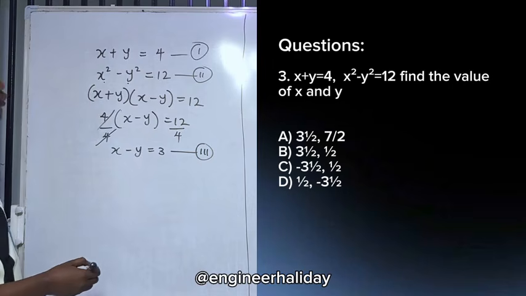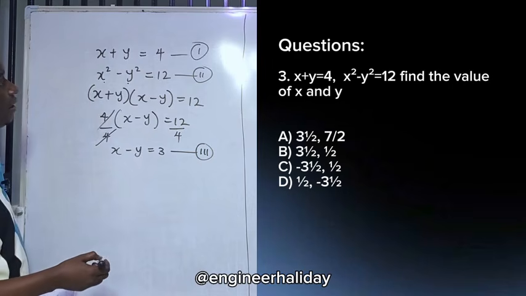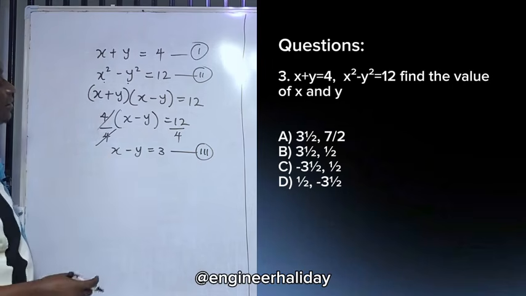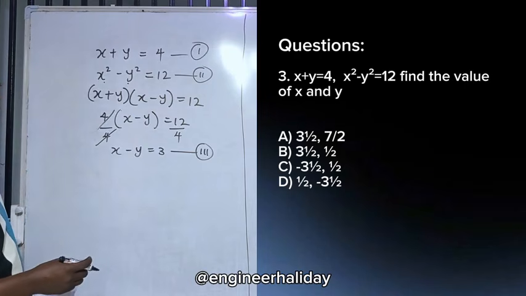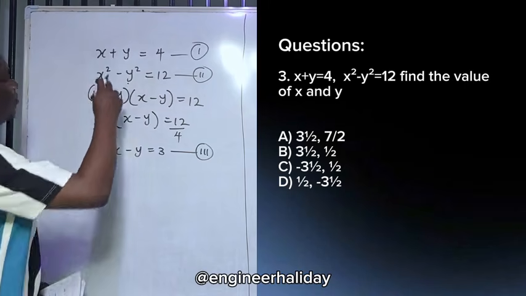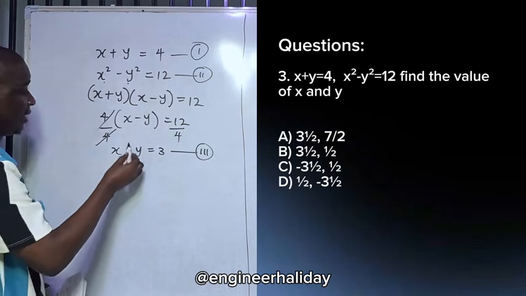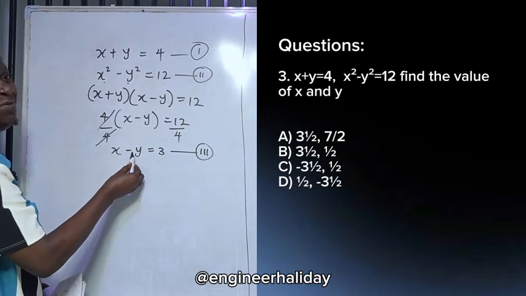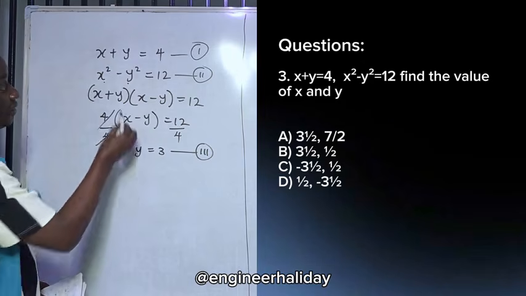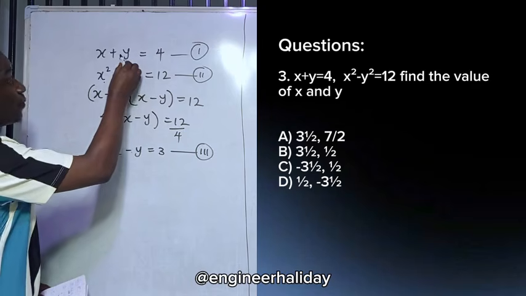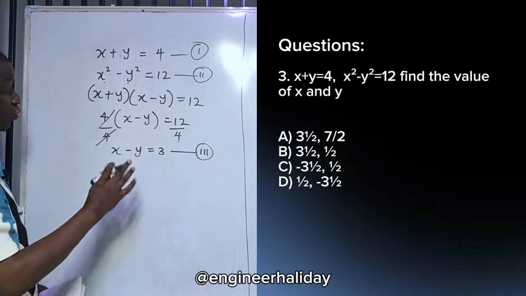Now, can we add equation 1 and 3 together? If we add it, what do we have? Let's add. So why are we adding? Because this is my plus y and minus y. So we want to eliminate y first. First of all, solve for x. That's why we are adding, because knowing that if we add plus y minus y together, it will just eliminate y.